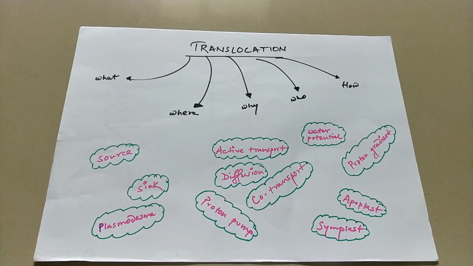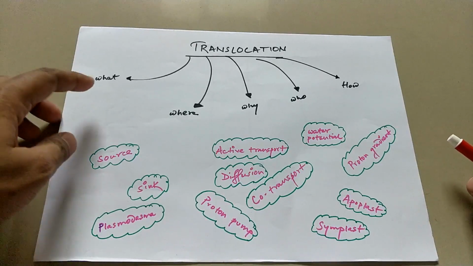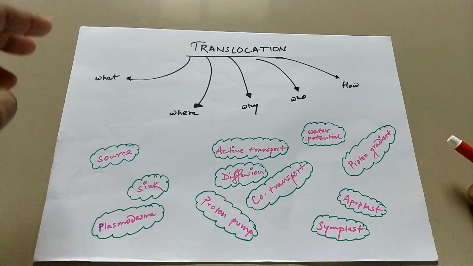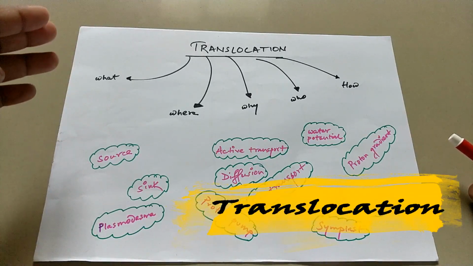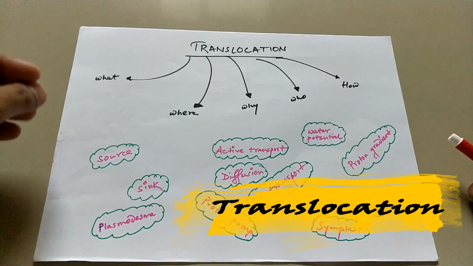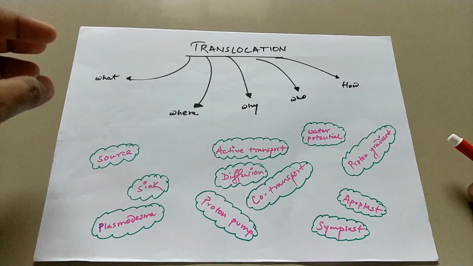Anyways, let's begin. So first, let's understand what is the meaning of translocation. Well, translocation is a process through which a plant body transports all its assimilates from one place to another place.